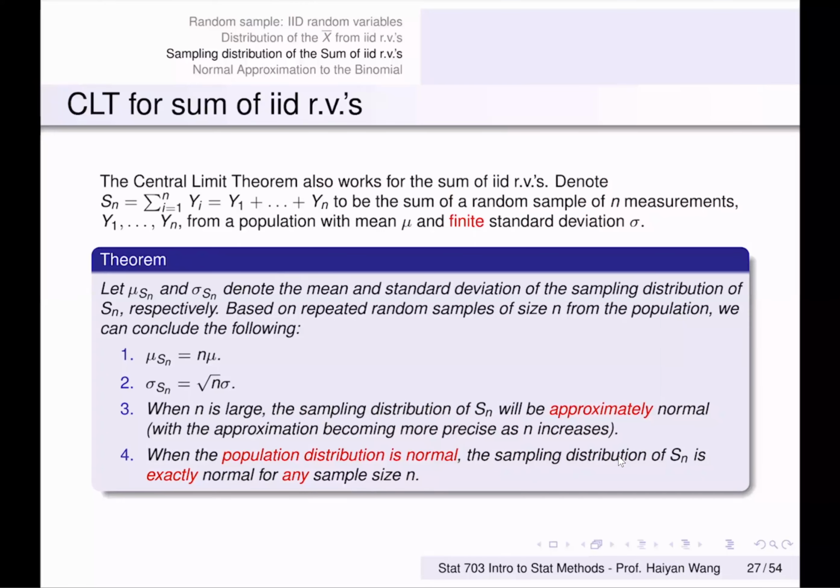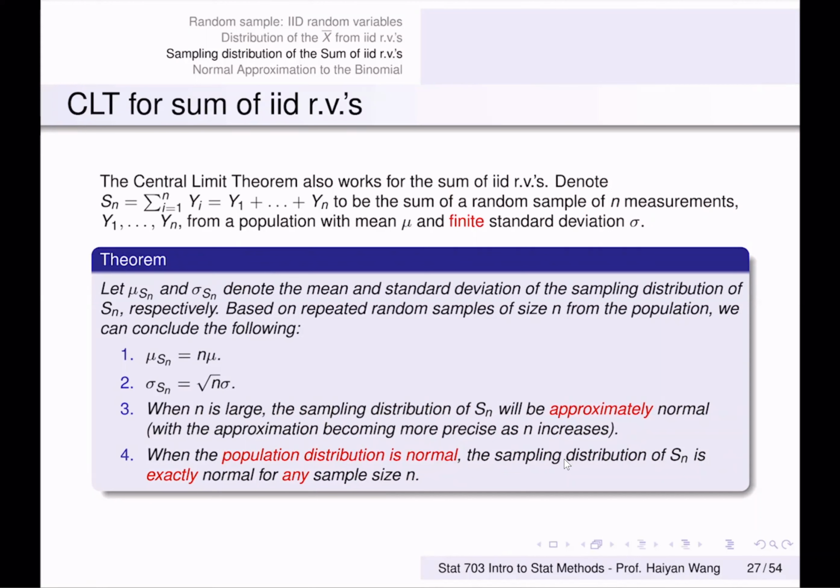In the previous lesson, we learned the central limit theorem for the sample mean. The distribution of the sample mean is approximately normally distributed when the sample size is large. This also holds true when we consider the sum of independent identically distributed random variables. So the setting is similar to the previous case.